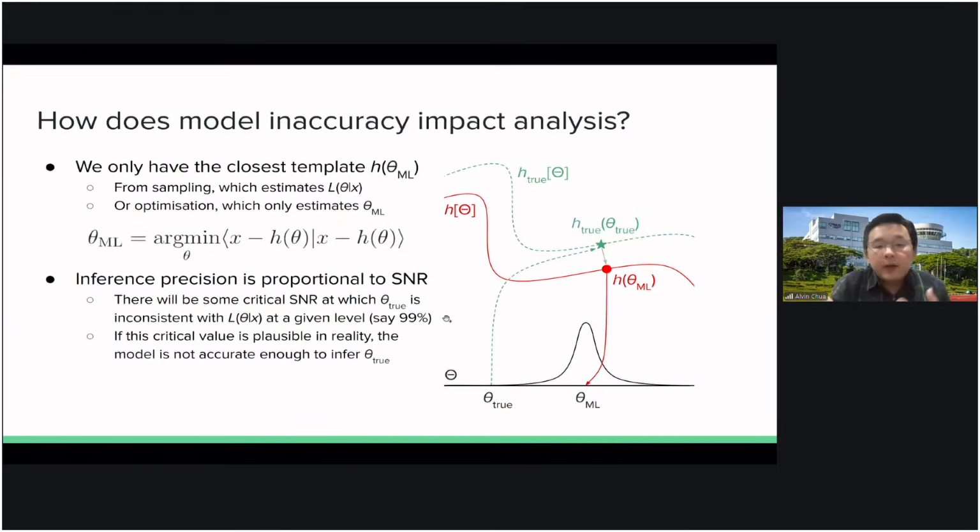Now, if this critical value of SNR is plausible in reality for the type of source you're inferring, then it's fair to say that the model is actually not accurate enough to infer theta true.